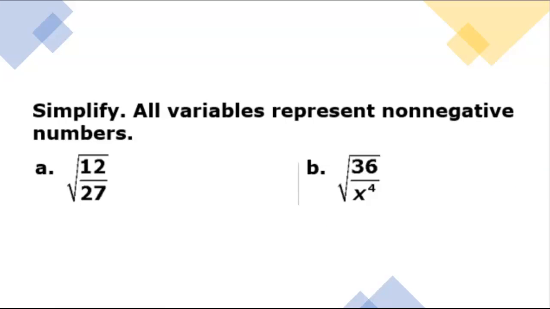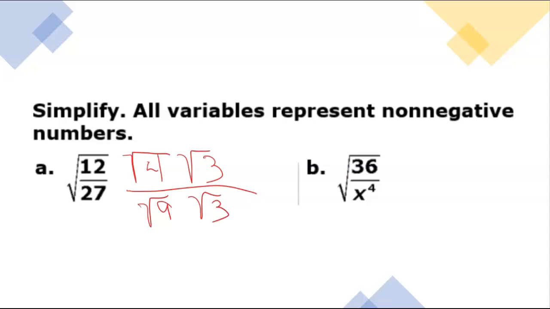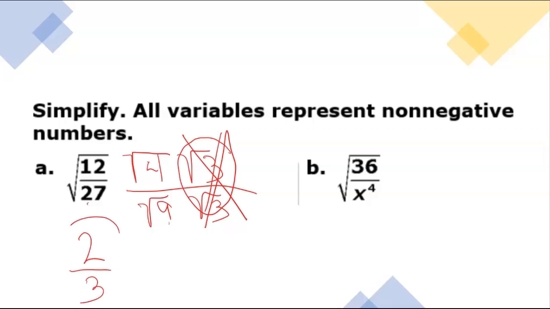Let's try this one. 12, so the perfect square that's a factor of 12 is 4. 4 times 3. What about 27? 9 times 3, right? So the square root of 4 times the square root of 3 equals the square root of 12. The square root of 9 times the square root of 3 equals the square root of 27. Well, I see right away that these guys can go. They're the same at top and bottom. What's the square root of 4? And the square root of 9 is 3. That simply turns into 2/3.